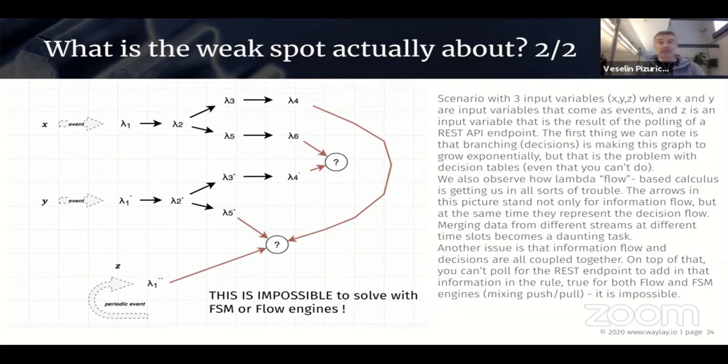And the argument I have here is that finite state machines cannot deal with that, because with a finite state machine, there is only one input before things start branching. Or if you do the simple flow engine processing, then they have another problem with the branching and understanding what's going on. On top of that, you have to merge the streams and then introduce a polling function. It's actually a pretty hard problem.